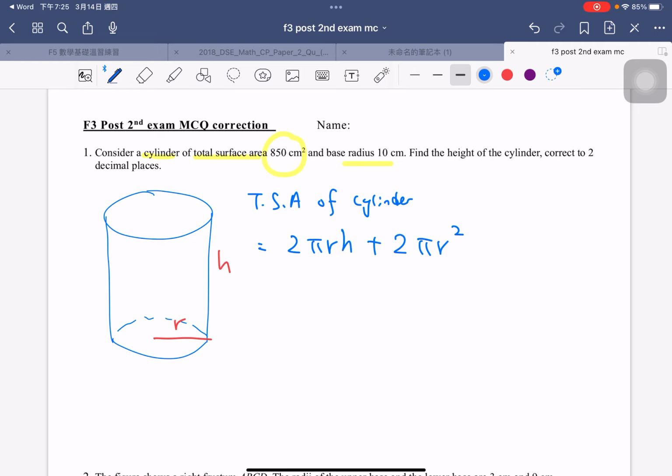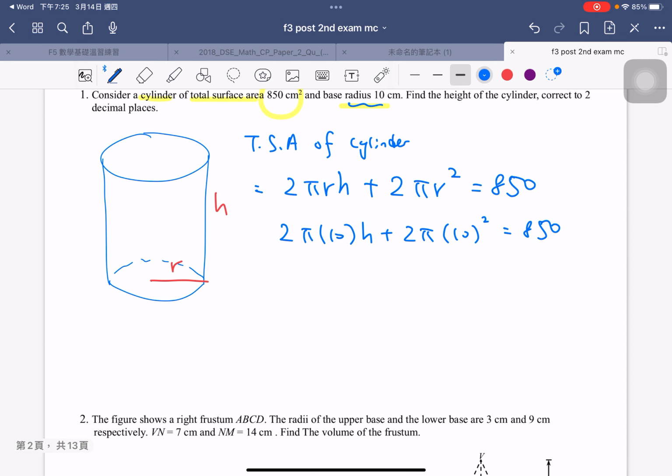As the question gives you the total surface area is equal to 850, you can set this TSA equal to 850. And as we know the radius is equal to 10, I can replace all the r with 10. So I have 2 pi times 10h plus 2 pi times 10 squared equal to 850. Then you try to solve this equation.